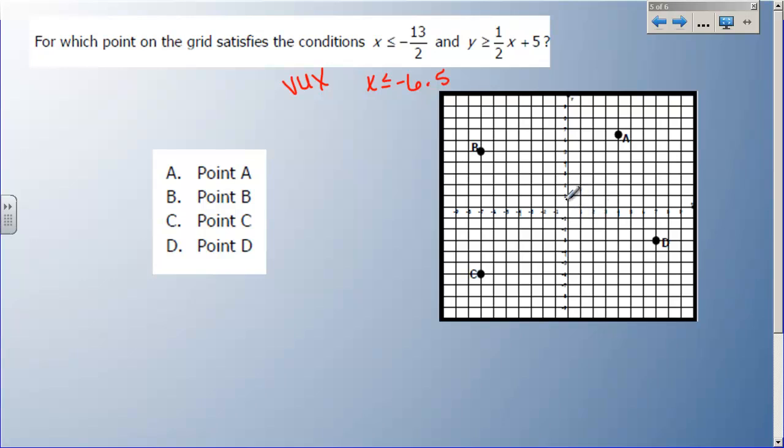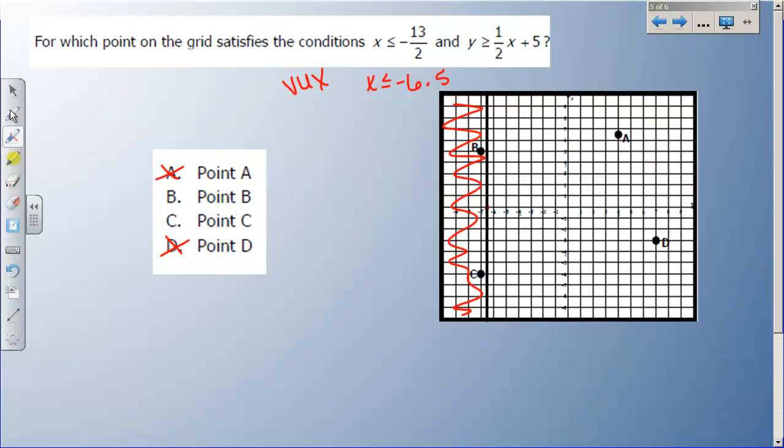So I'm going to go to where x is negative 6.5 right here. And I need a vertical line through that point. I need a solid vertical line because that has the little or equal to symbol. So I'm going to draw a vertical line through that point. And then I need to shade. I need to shade less than that line. Well, that's everything over here. So if you look, I have 2 points in that shaded region right now, B and C, which means A can't match and neither can D because they don't fall where I need them to. So it's going to be one of these 2 points, but I'm going to have to graph this line to figure out which one.